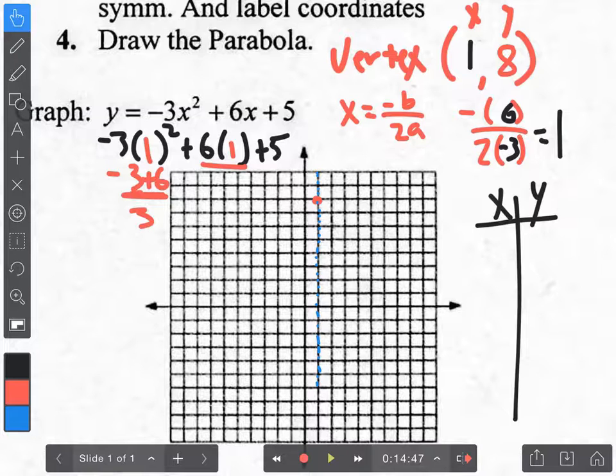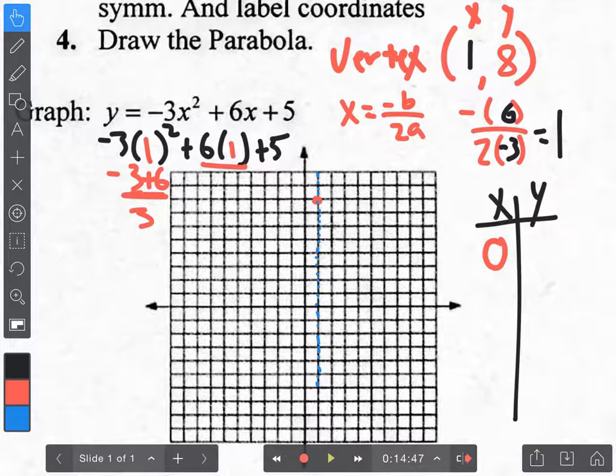Now, the point is to select values that are on the same side of the vertex, or axis of symmetry. So if you want to pick points on the left side, go for it. Make sure you pick both points on the left side, or you can pick both points on the right side. Which would be the easiest value to plug in for x right here and here? The easiest value. 0. Thank you. So we're going to plug in 0 for x.